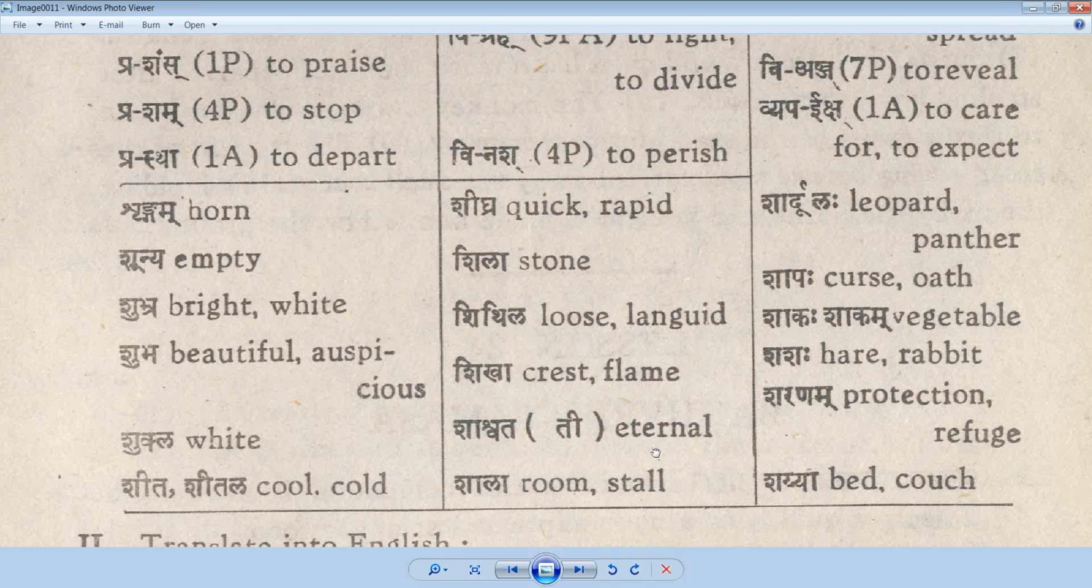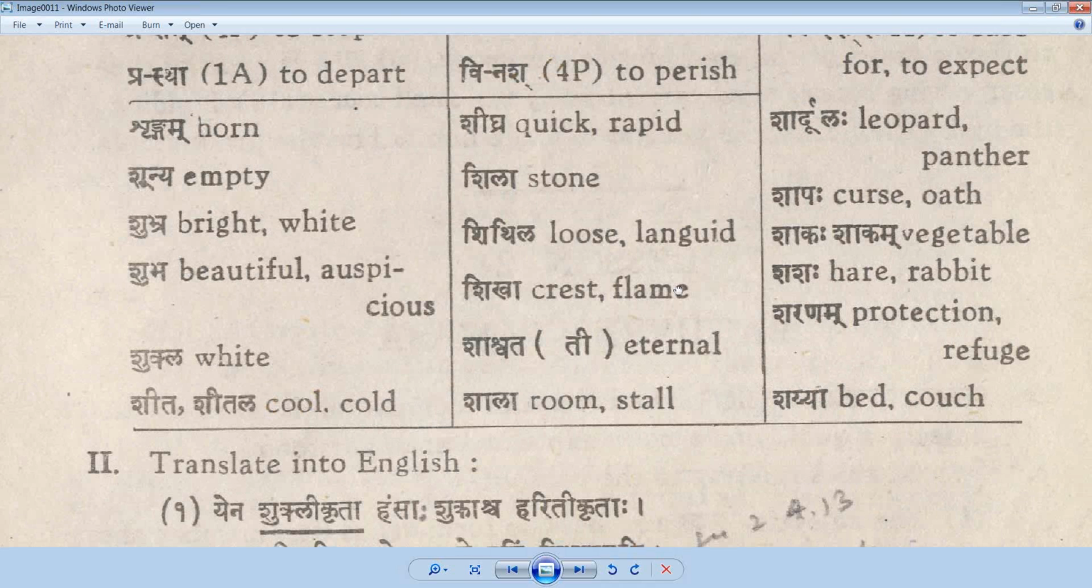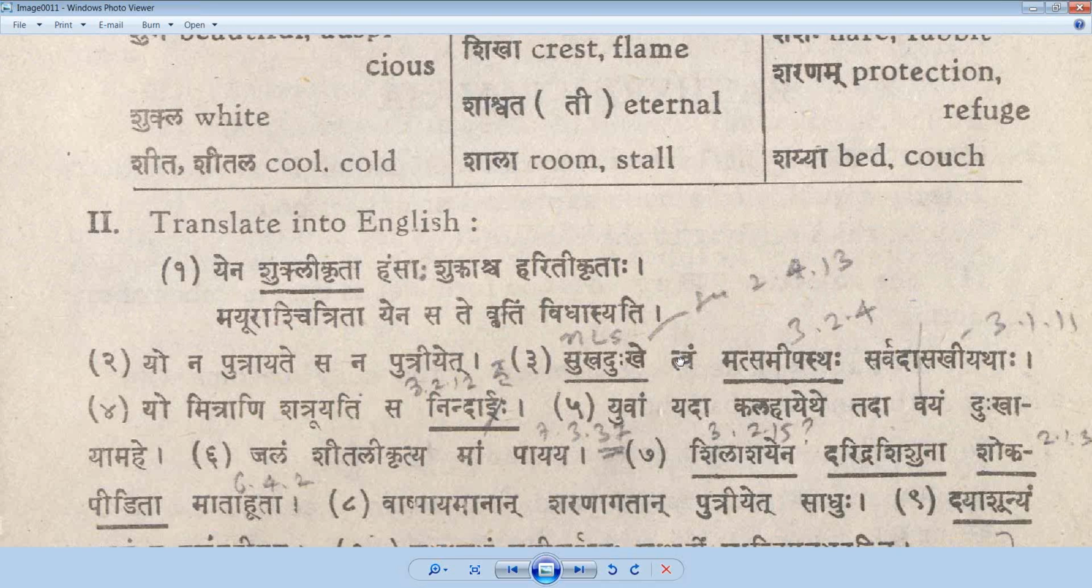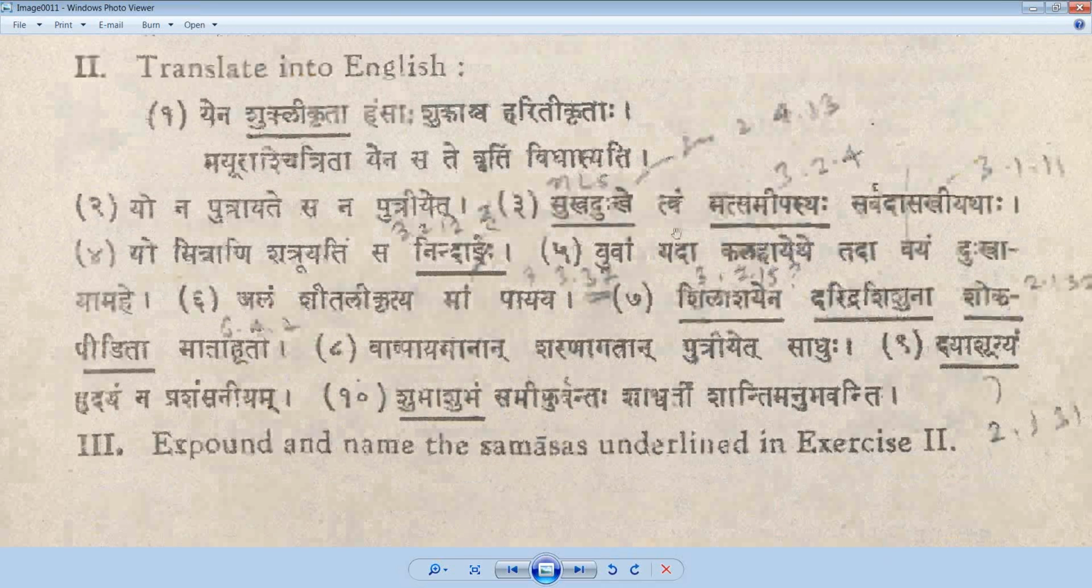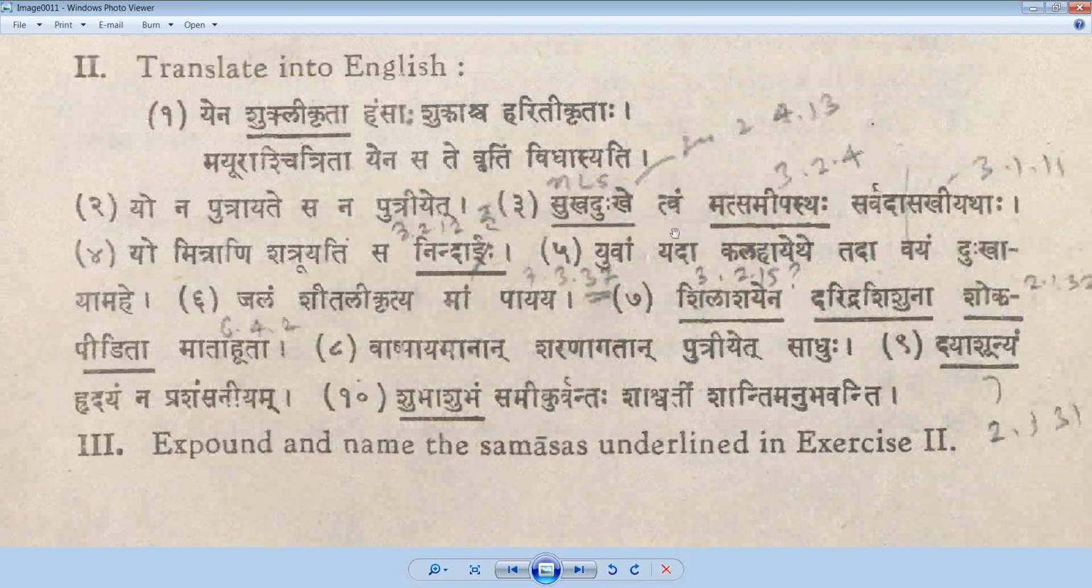Okay, let us start with this one. Yena, this is a very famous shloka, by the way. Yena shuklikrita hamsah. I think this is from the Panchatantram or the Hitopadesha, one of these two. This shloka is there. Yena shuklikrita hamsah. This is the title; the typo here should be hamsah. Yena shuklikrita hamsah, shukashcha haritikritah, mayurashchitrito yena, sa te vrittim vidhasyati.